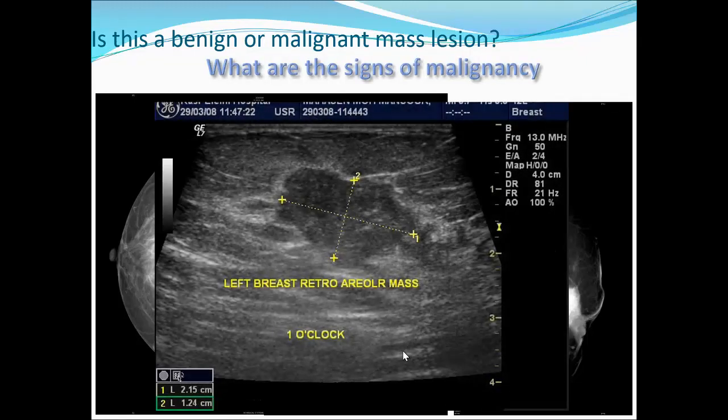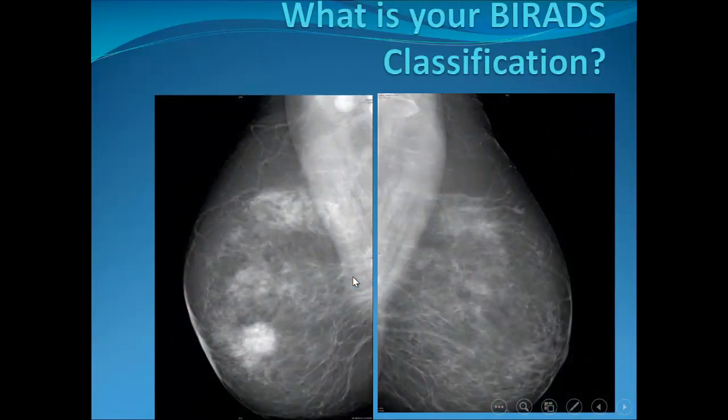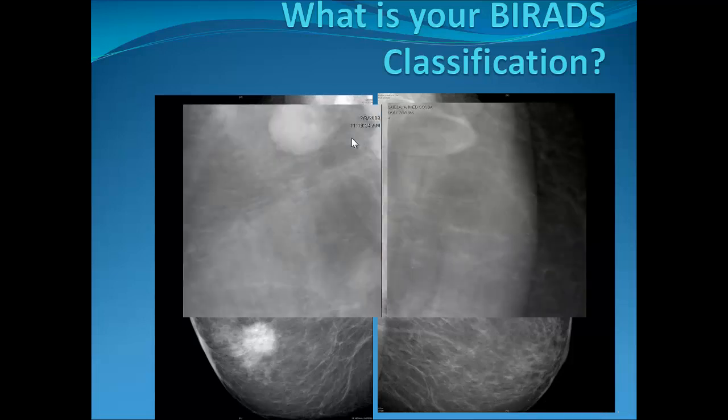And this is the mass by ultrasound. It is irregular in outline, with a thick echogenic halo surrounding it. And here also, what's your PIRADS in this case? We have here a mass with a spiculated outline, architectural distortion, focal skin thickening on the mass, which means mostly that the mass is attached to the skin. And then we have also secondary signs. We have malignant axillary node.